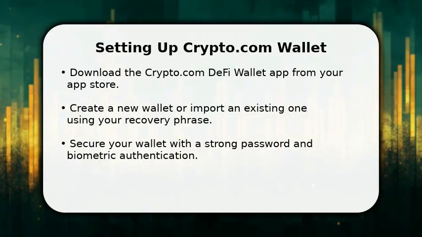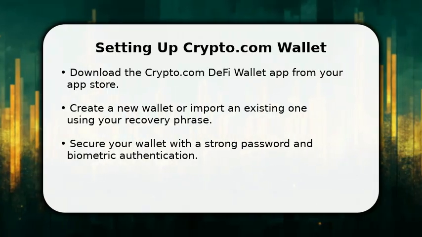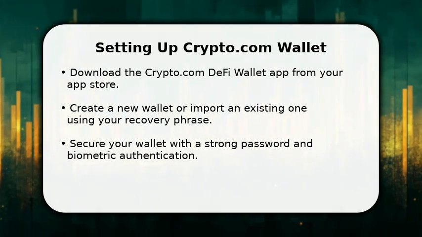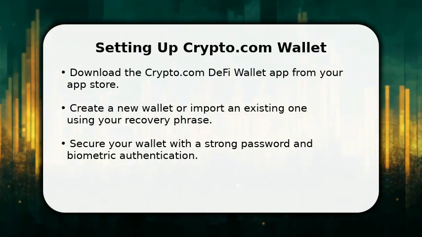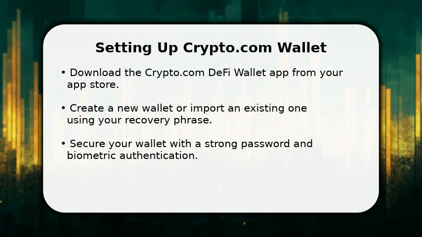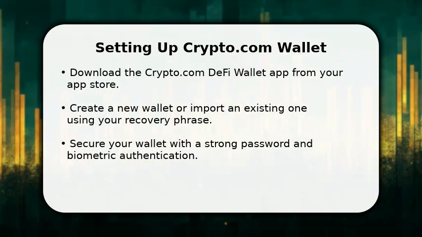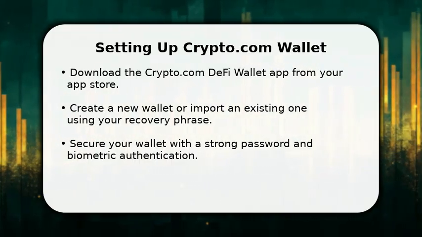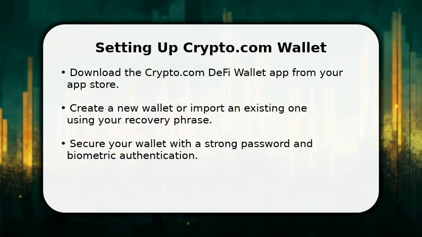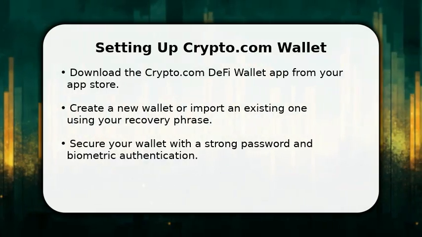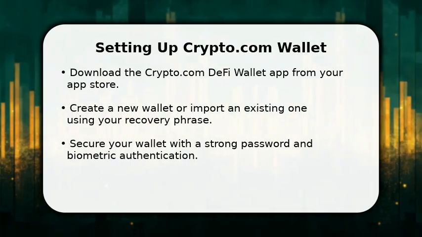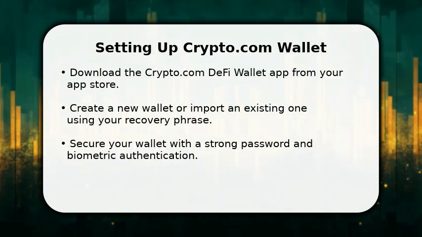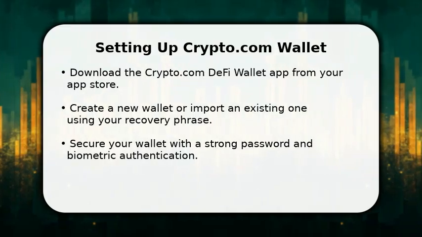In this video, I will explain how to set up your Crypto Calm wallet account. First, download the Crypto Calm DeFi wallet app from your device's app store. Once installed, open the app and choose to create a new wallet or import an existing one using your recovery phrase. Make sure to set a strong password and enable biometric authentication for quick, secure access. This initial setup is crucial for protecting your digital assets right from the start.